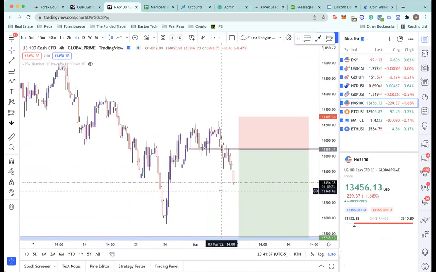Let's look at NAS 100. I have not actually traded this pair much. I'm starting to analyze it more and more over the last two weeks, and definitely want to get more involved with it.